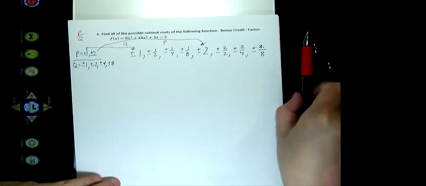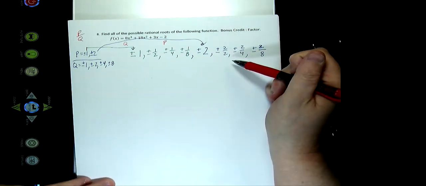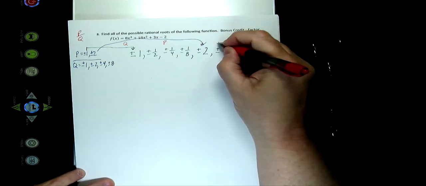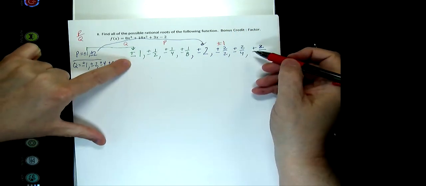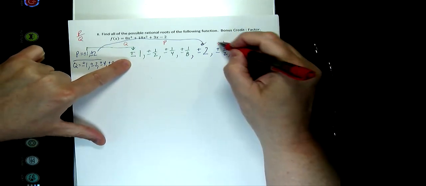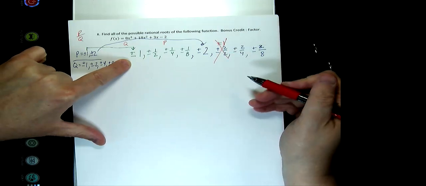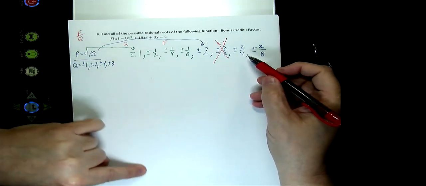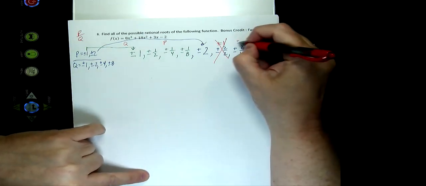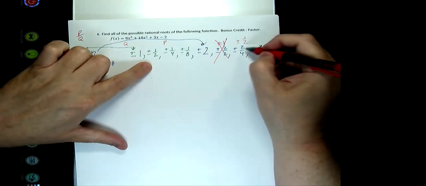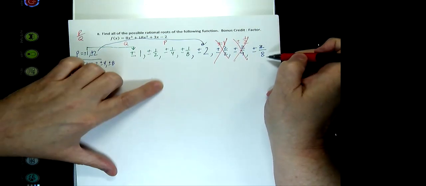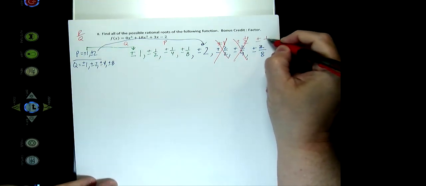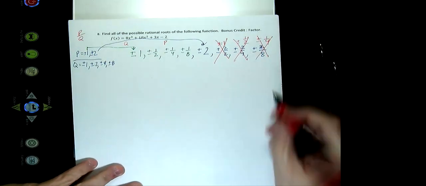What is 2 over 2? 1. This is just a 1. And I already have plus or minus 1 up here. I'm going to cross that out. I don't need it twice. What's 2 over 4 simplified to? 1/2. And I've already got that, so I can cross that out. What about 2/8? 1/4. And I already have that one, I can cross that one out.